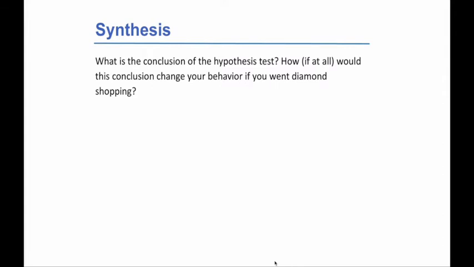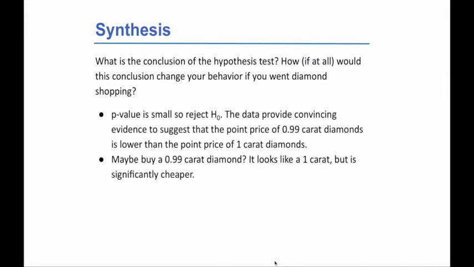What is the conclusion of the hypothesis test? And how would this change your behavior if you went diamond shopping? Our p-value is small, so we reject the null. 0.01 is less than our alpha of 0.05, so we reject the null. The data do provide convincing evidence to suggest that the point price of 0.99 carat diamonds is lower than the point price of 1 carat diamonds.